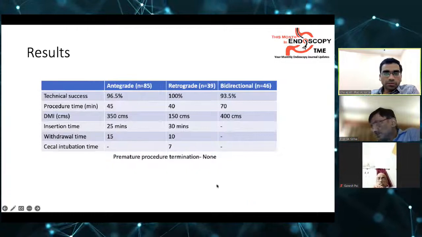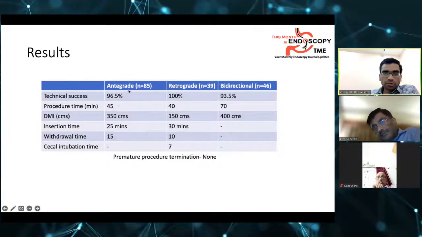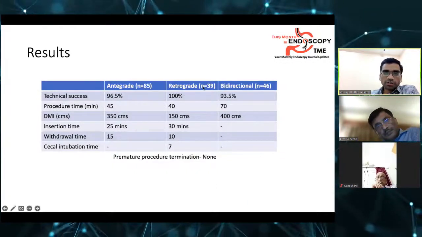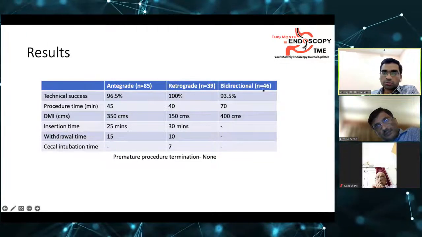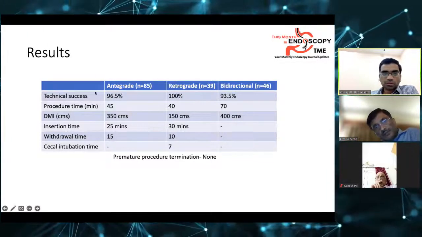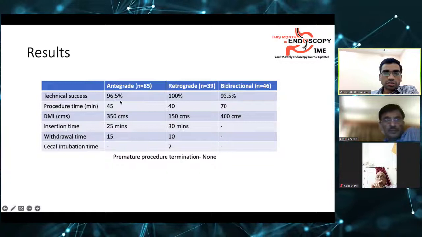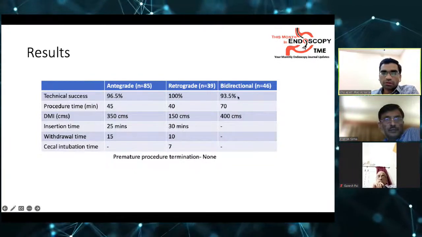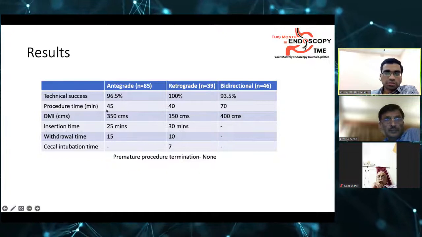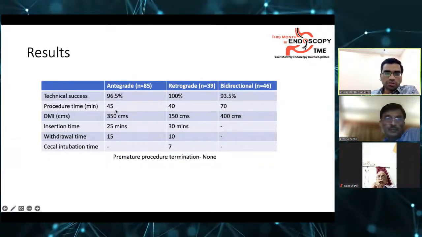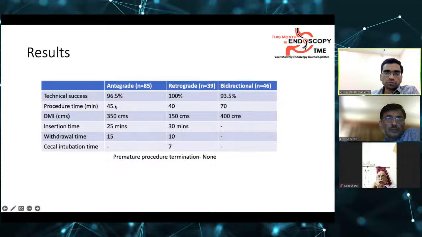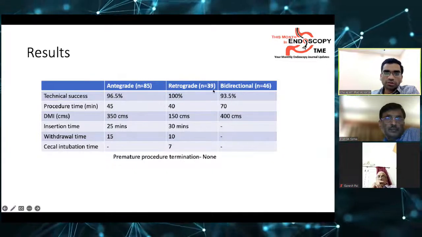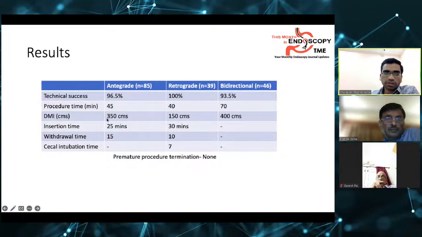So coming to the route of enteroscopy, 85 patients had antegrade, 39 patients had retrograde enteroscopy, and 46 patients had bidirectional enteroscopy. Technical success was noted in 96.5% in the antegrade route, 100% in the retrograde route, and 93.5% in the bidirectional group. So the procedure time appears to be shorter in motorized spiral enteroscopy, 45 minutes in antegrade, 40 minutes in retrograde, and 70 minutes in bidirectional.